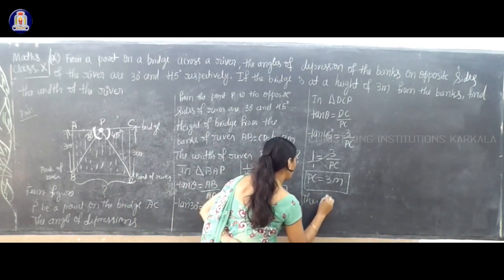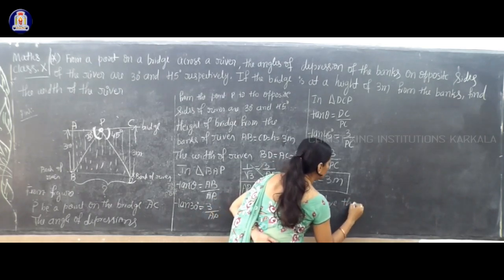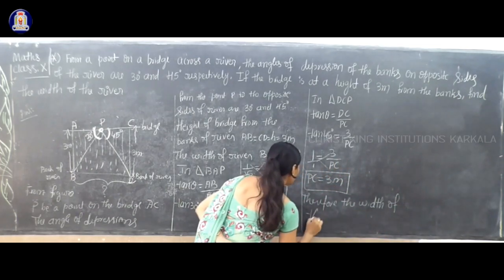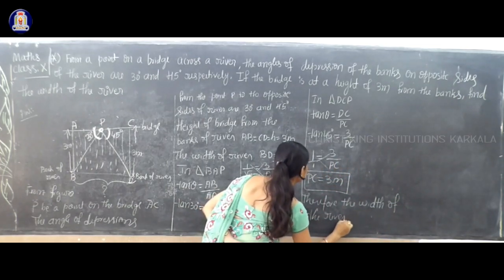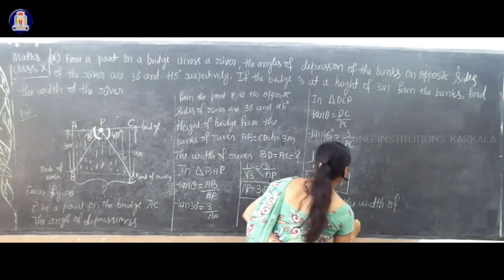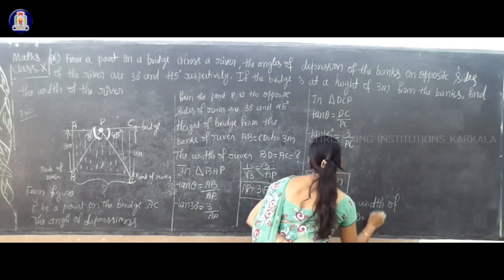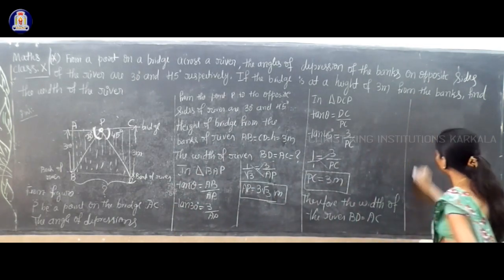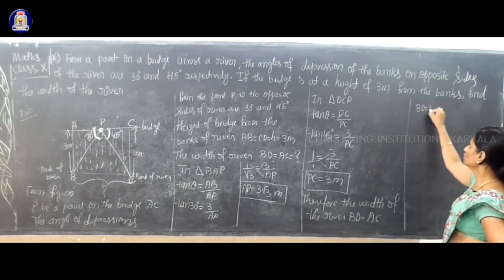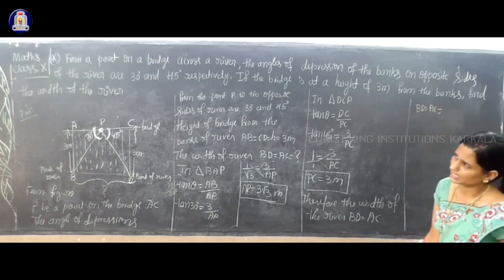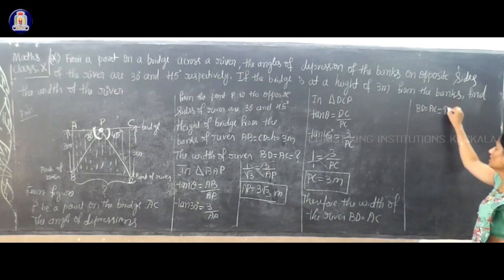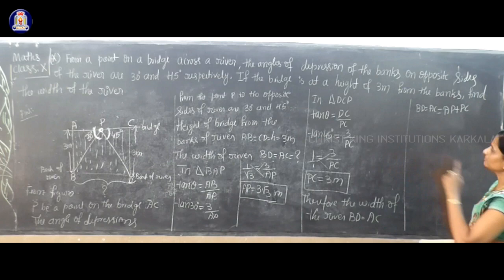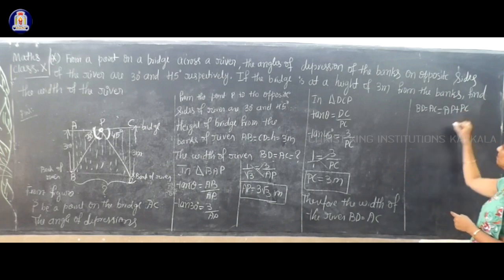Therefore, what is the width of the river? BD, which is equal to AC. BD is equal to AC. AC can be split as AP plus PC. Correct? AC can be split as AP plus PC.